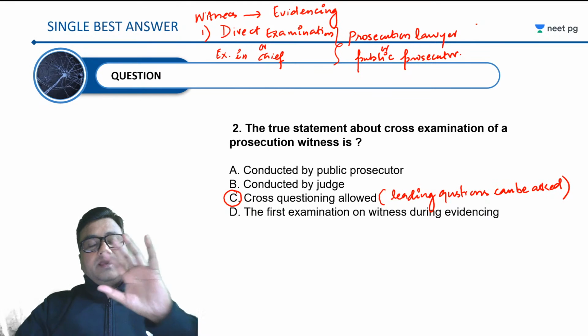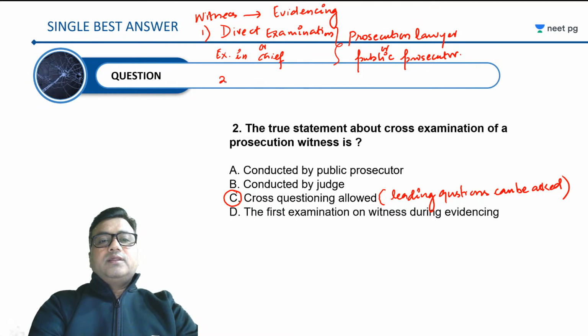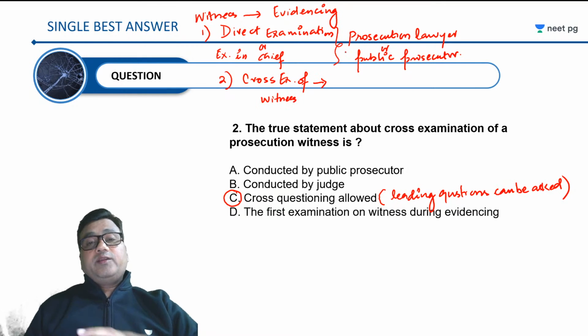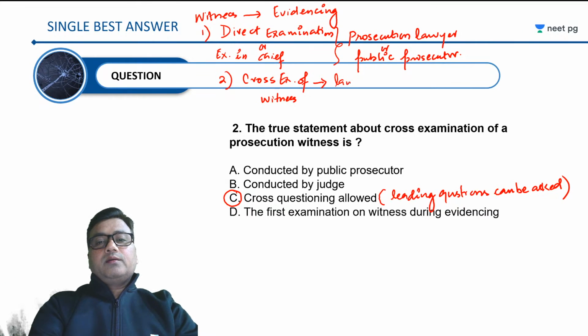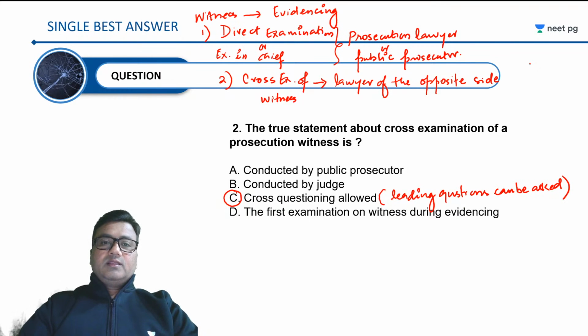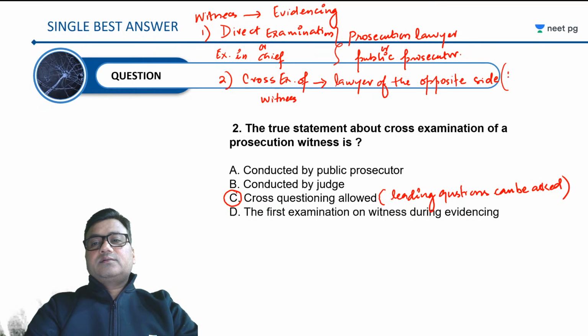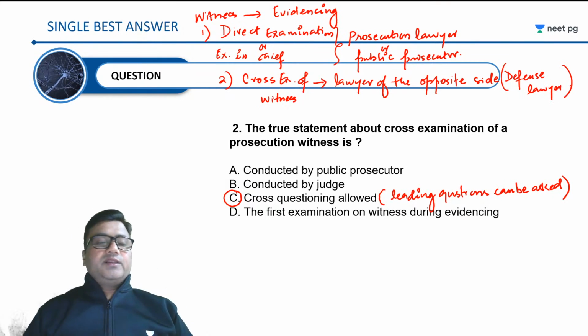Once the examination in chief is finished, then the second thing that happens is cross examination of the witness, which is conducted by the lawyer of the opposite side. Okay, remember, the lawyer of the opposite side conducts the cross examination, and the lawyer of the opposite side is the defense lawyer. And the privilege the defense lawyer has while conducting the cross examination of a prosecution witness is that he can ask leading questions and then he can cross question the witness himself. Okay.